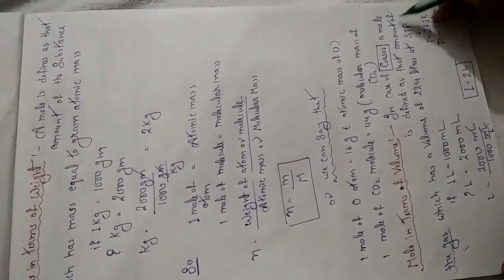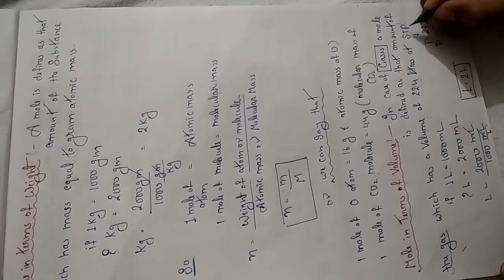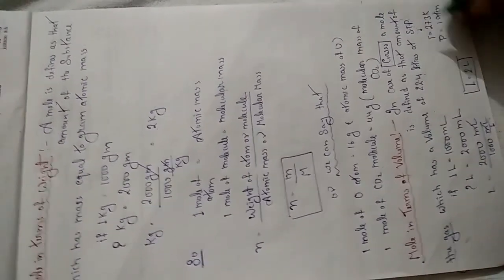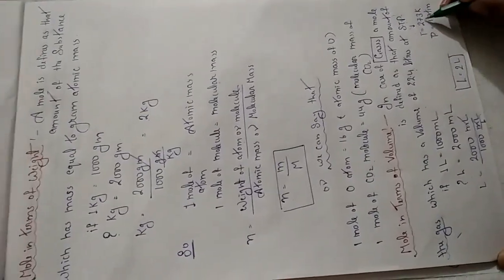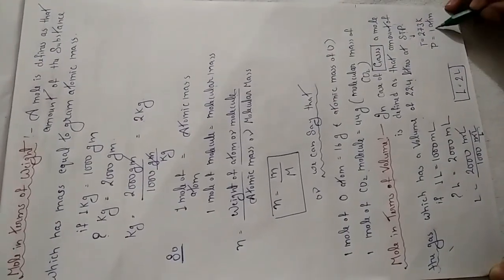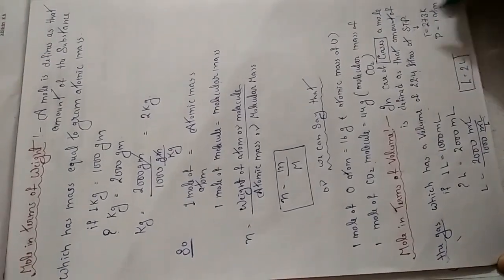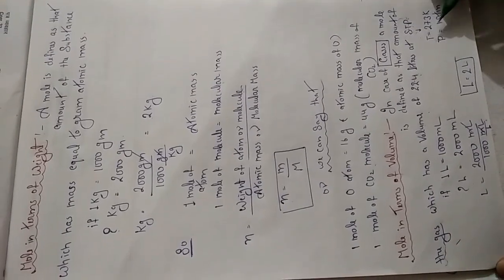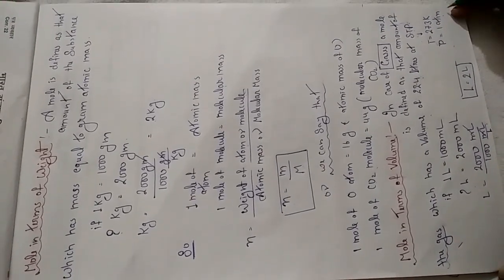This will come up many times, student. So STP means standard temperature and pressure. Standard temperature is 273 Kelvin and standard pressure is 1 atm. So please remember this: standard temperature and pressure. Temperature is 273 Kelvin and pressure is 1 atm.